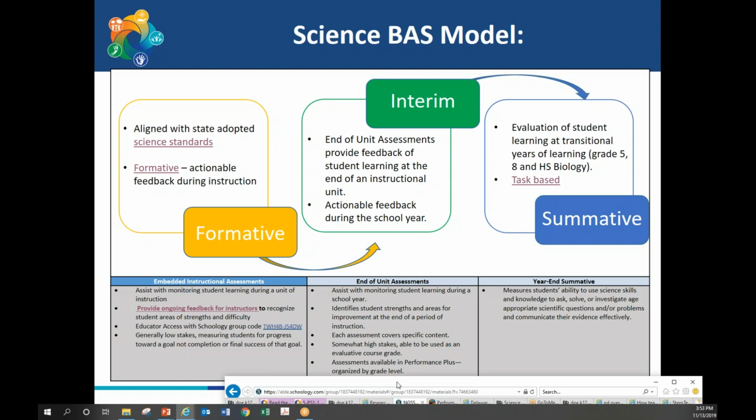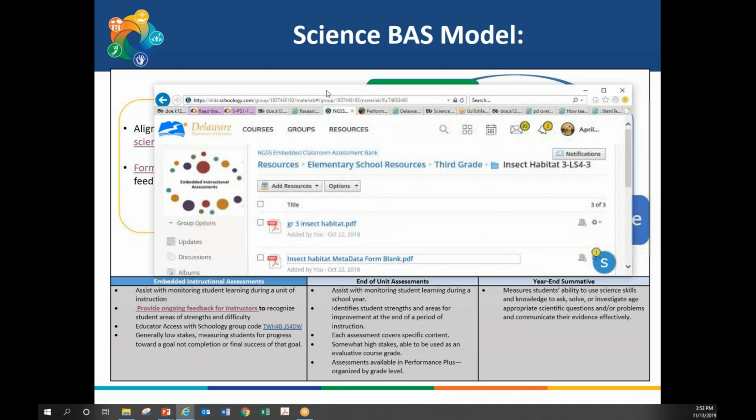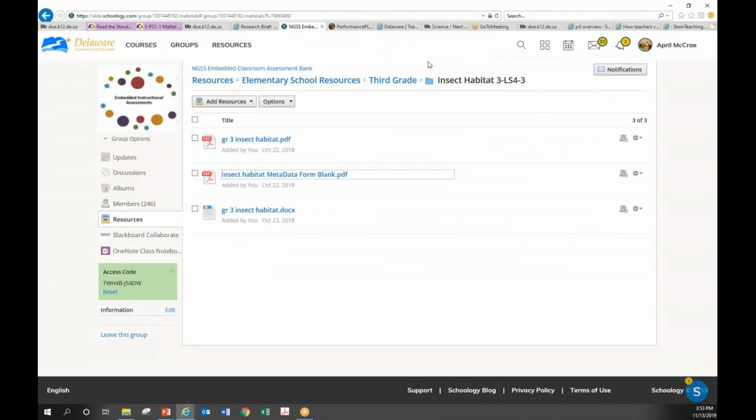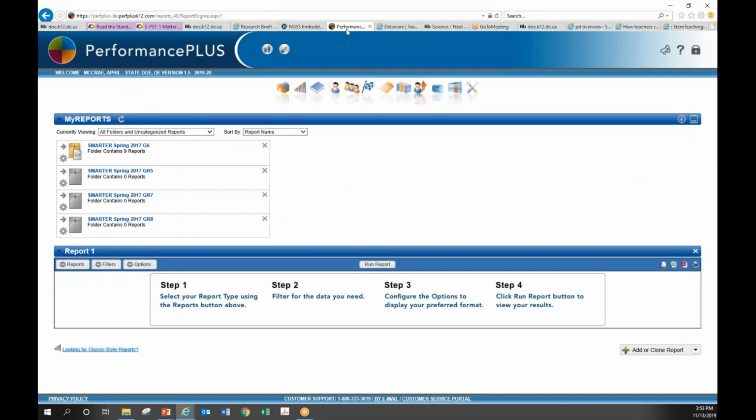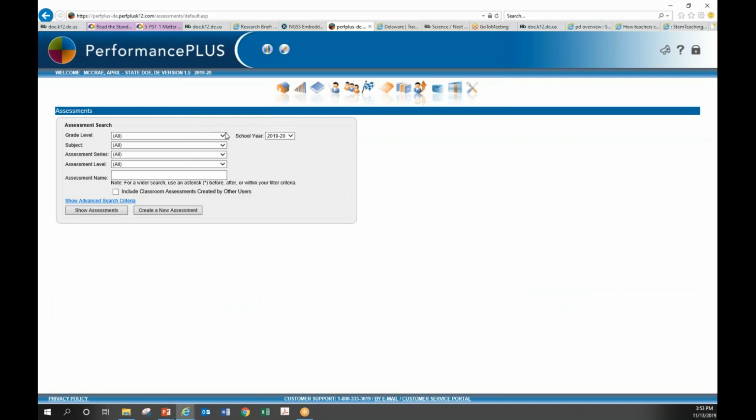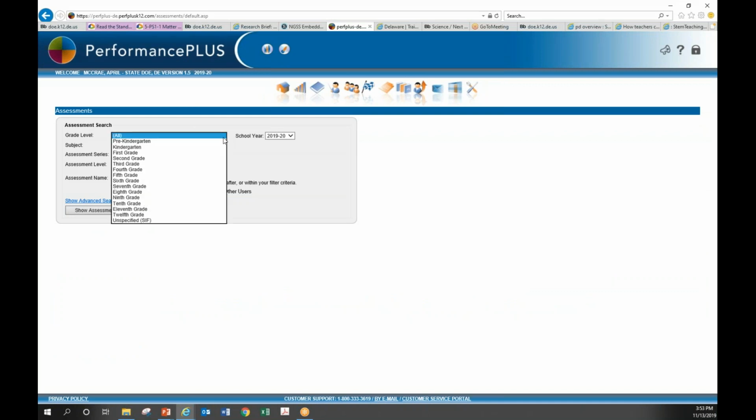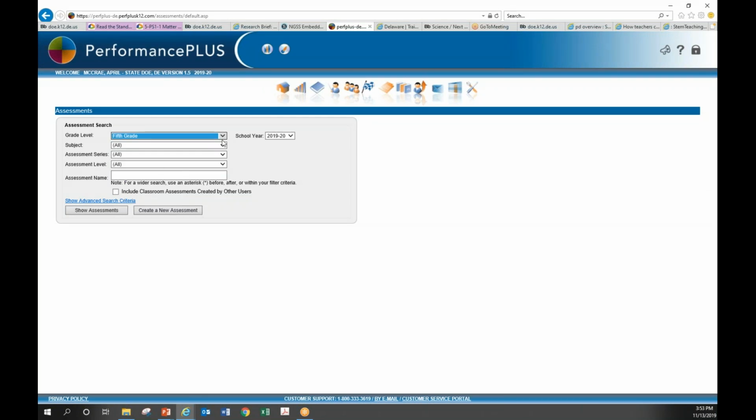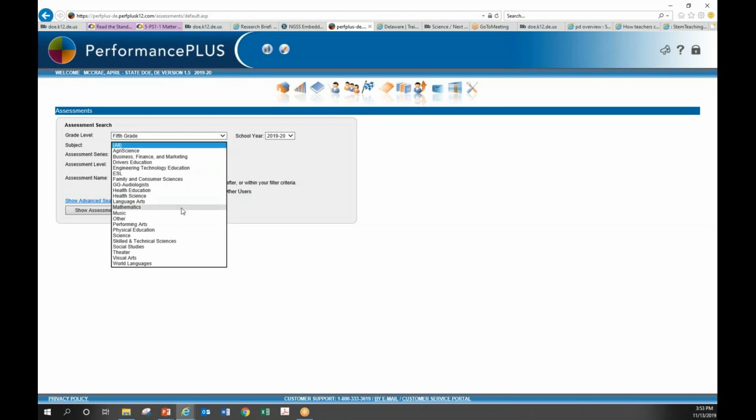To show you, these are available in Performance Plus. This is not a hyperlink, but if anyone has access to Performance Plus, they can go and receive those. I just want to very quickly show you how to get to those. If you click on the little sheet of paper that says Assessments, go to any grade level between 3rd grade and high school, we're going to go to 5th grade real quick, and then pick Science.